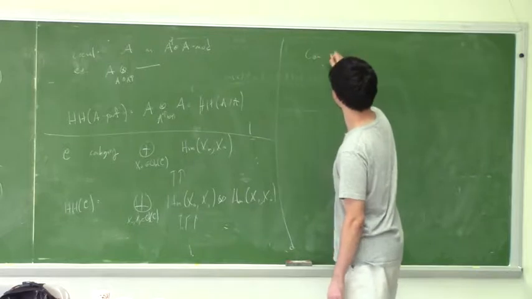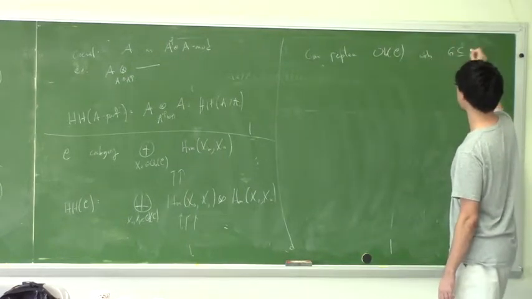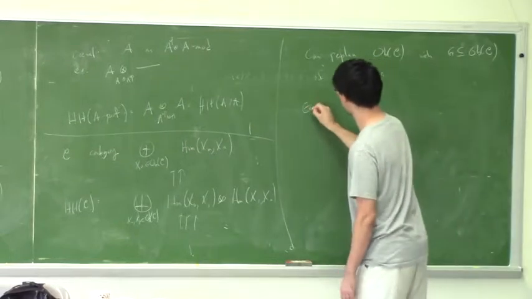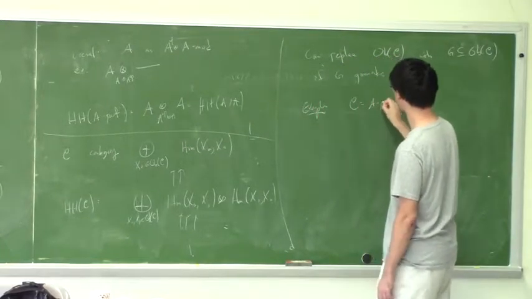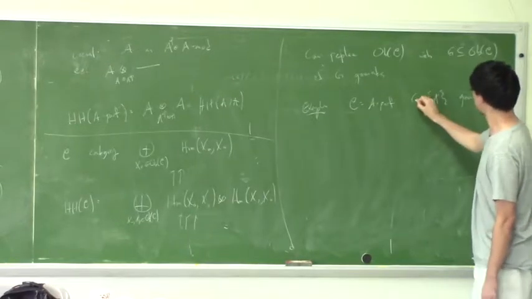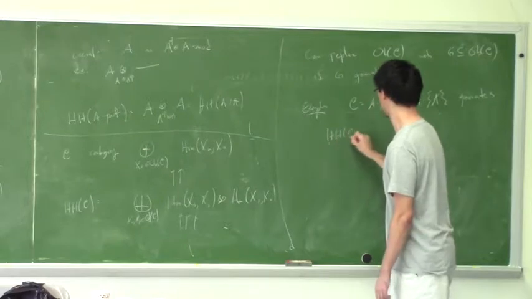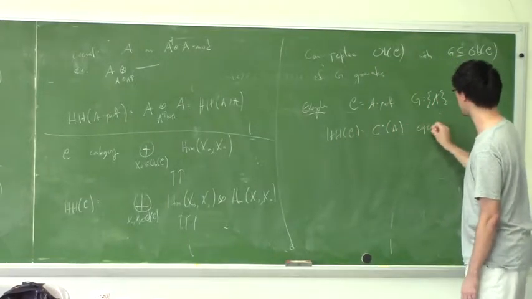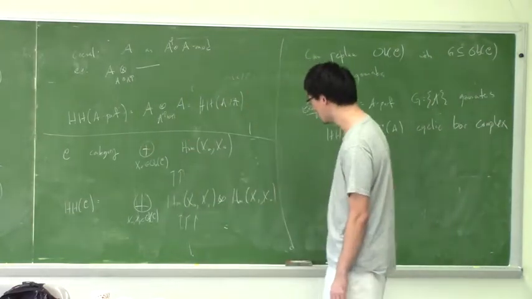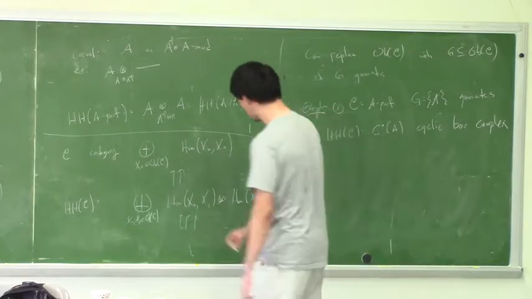But you can replace the set of all objects with a smaller set. I'll call it G, if G generates. For example, if your category is Perf of A, the set with the free module generates. Then when you write down this complex, it is computed by the cyclic bar complex, because there's only one object, so all the direct sums go away, and the Hom from A to A is just A.